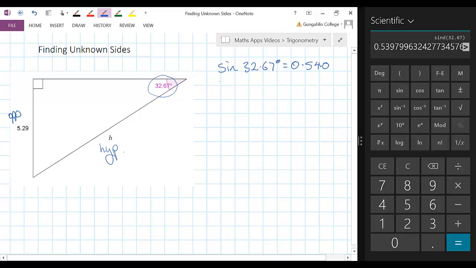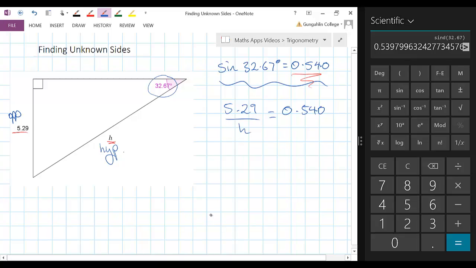So let's again remember what this is telling us. Sine is the ratio of the opposite to the hypotenuse. It means if I take this number, 5.29, and divide it by h, the answer is this guy. So 5.29 divided by h has to be 0.540. Now this particular case is a more difficult equation to solve.